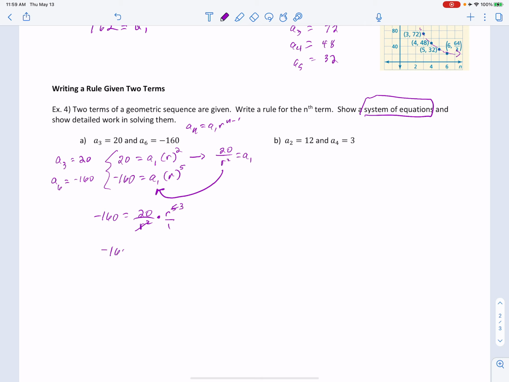So we have this negative 160 is 20 r cubed, and so r cubed is going to be a negative 8. And if you take the cubed root of that, r is a negative 2. So we need to write a rule for the nth term.